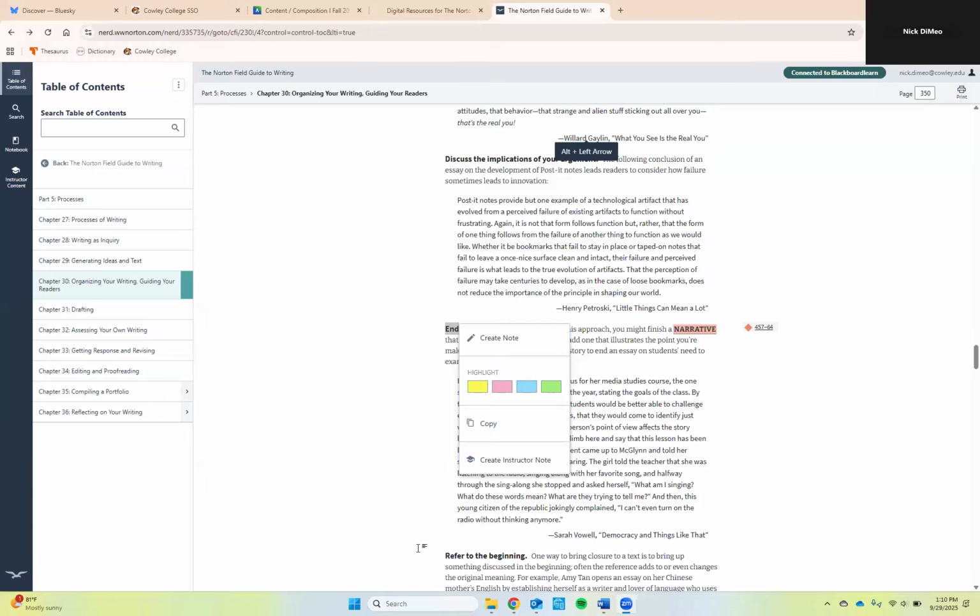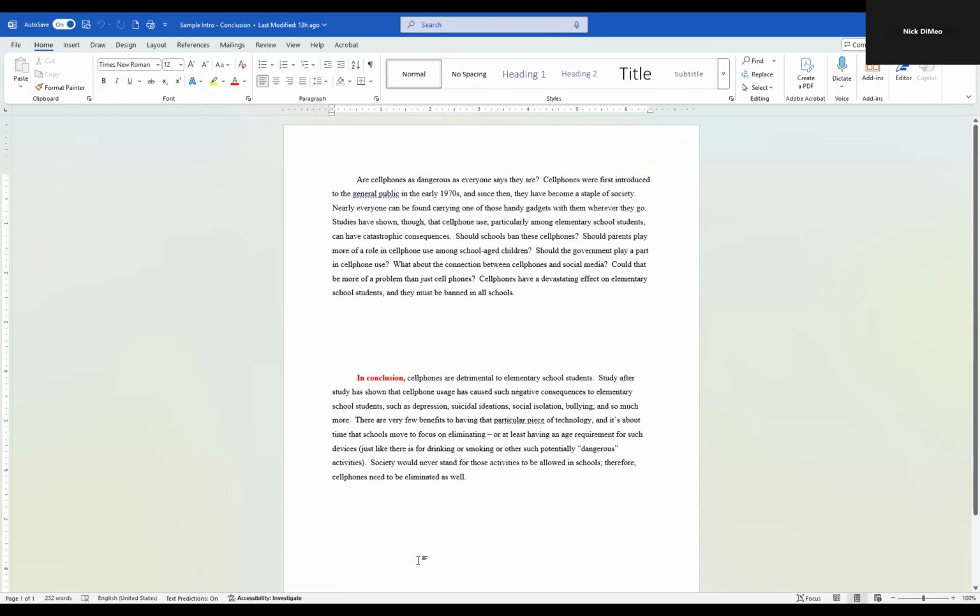This is just a very basic example of what an introduction and a conclusion might look like if an issue was something about cell phones and cell phone usage and the problems at elementary schools. What I included here was an introduction and a conclusion. And why did I include both? Well, they always have to match, right? There's a connection there.